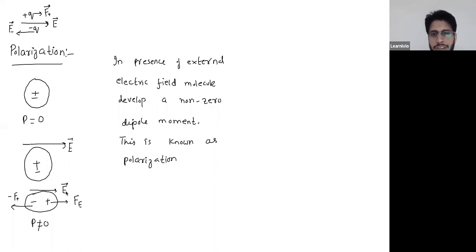If I keep on increasing the strength of the electric field, then these positive and negative forces will keep on increasing. And for a particular value of electric field, your molecule will break down. This is known as dielectric breakdown and dielectric strength.